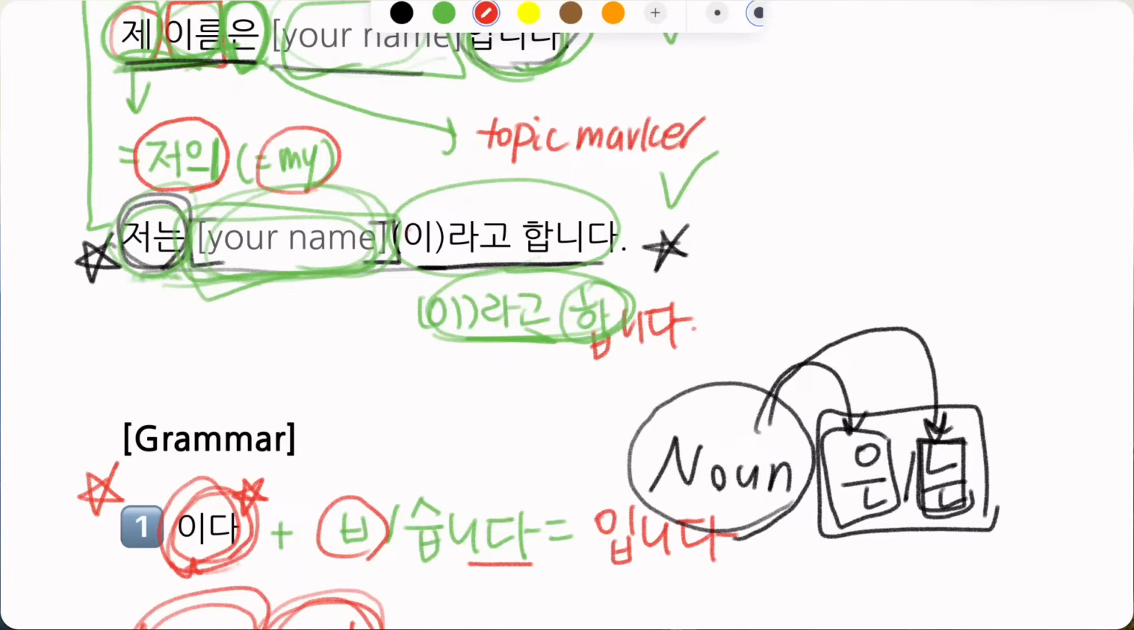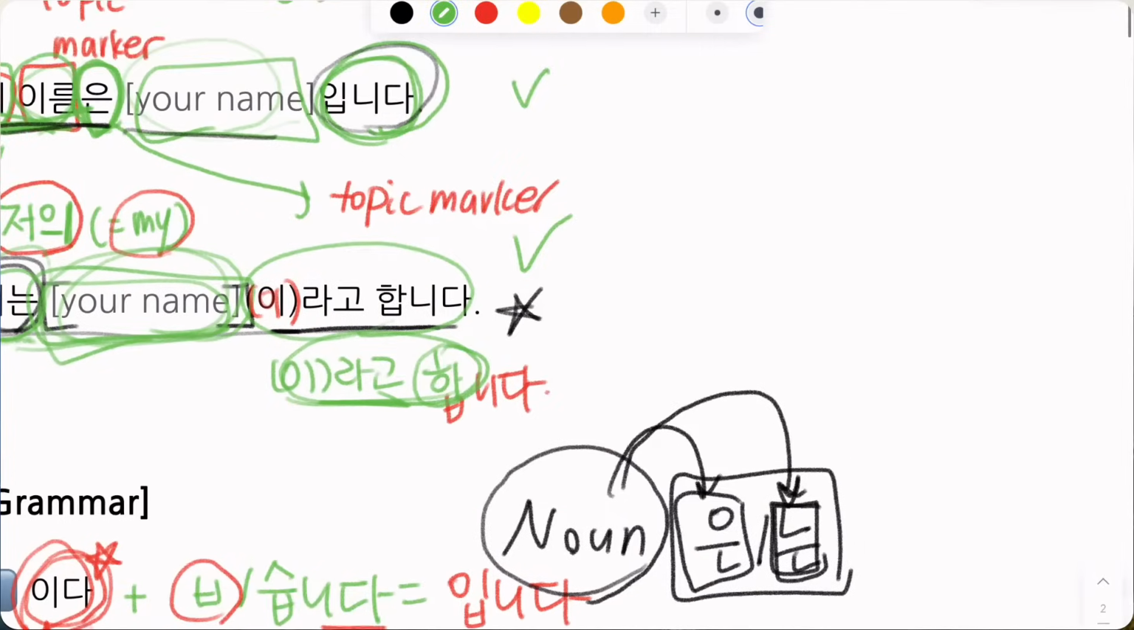The reason why 이 is in parentheses is because if your name ends in a vowel, like Vicky ends in a vowel, in that case, you don't have to write 이. 안 써도 돼요. You don't have to write 이. You can just say Vicky라고 합니다.